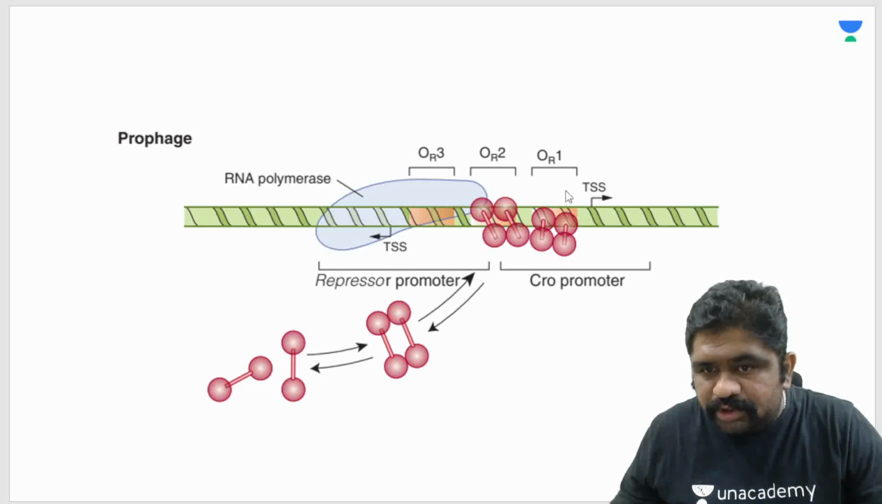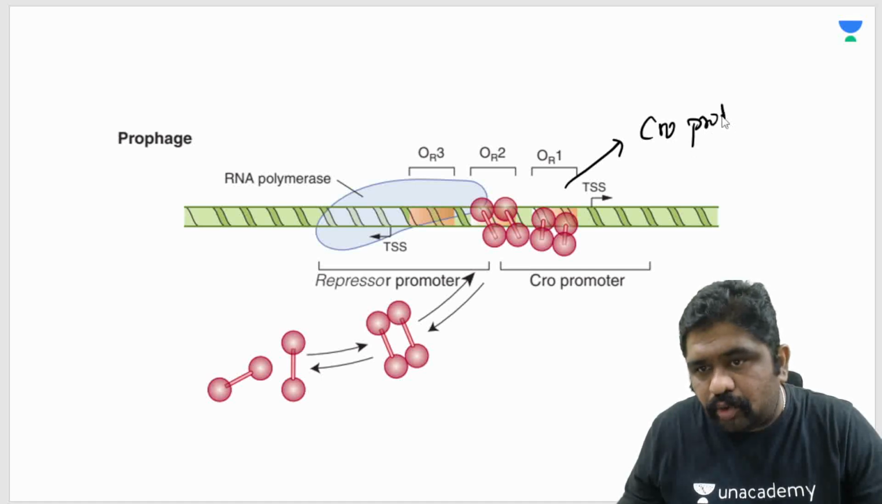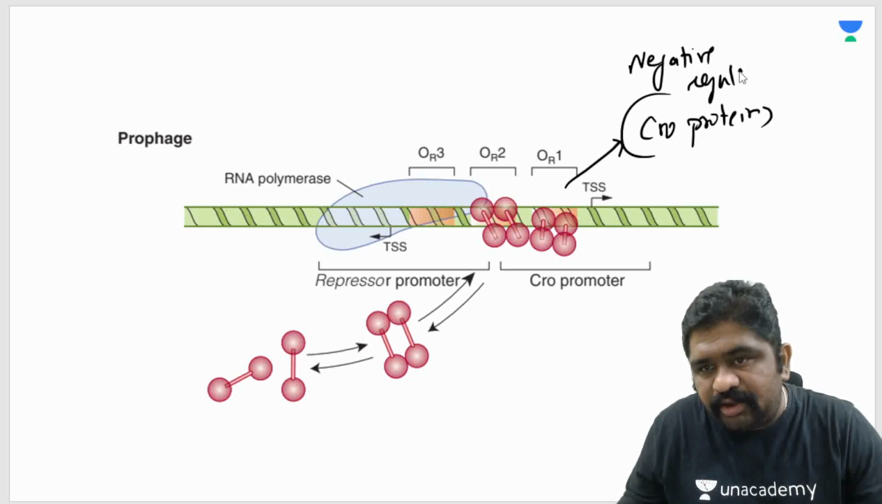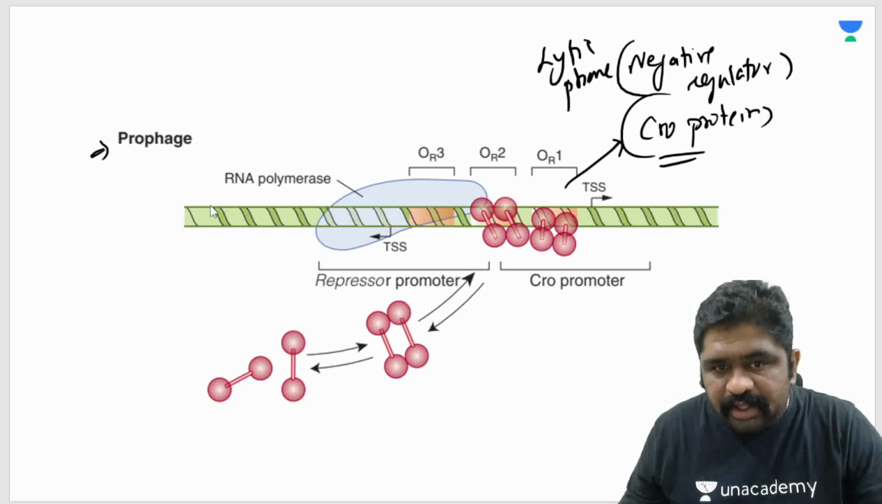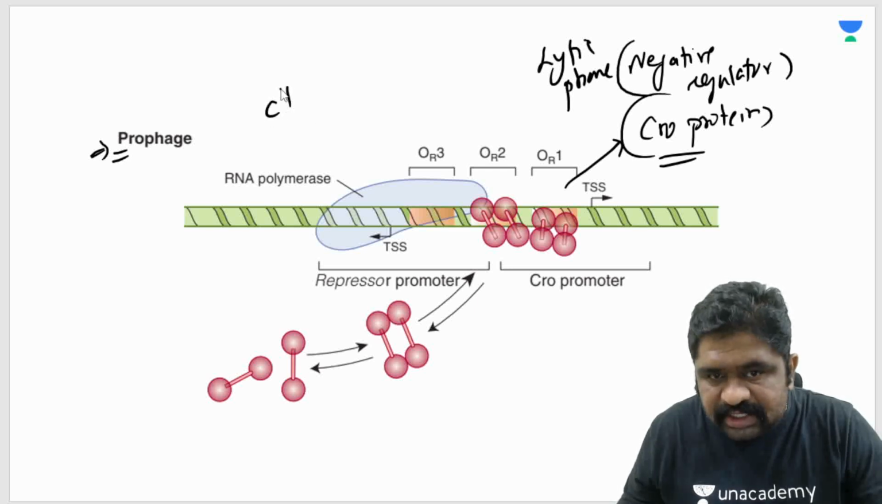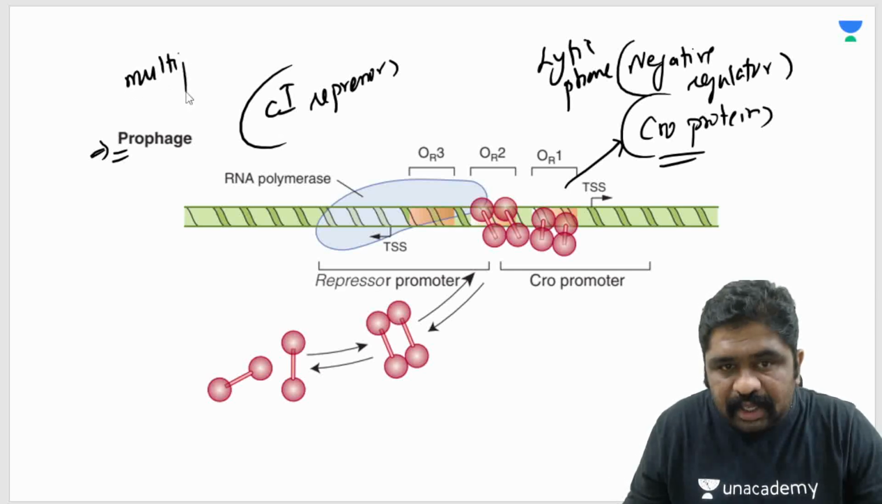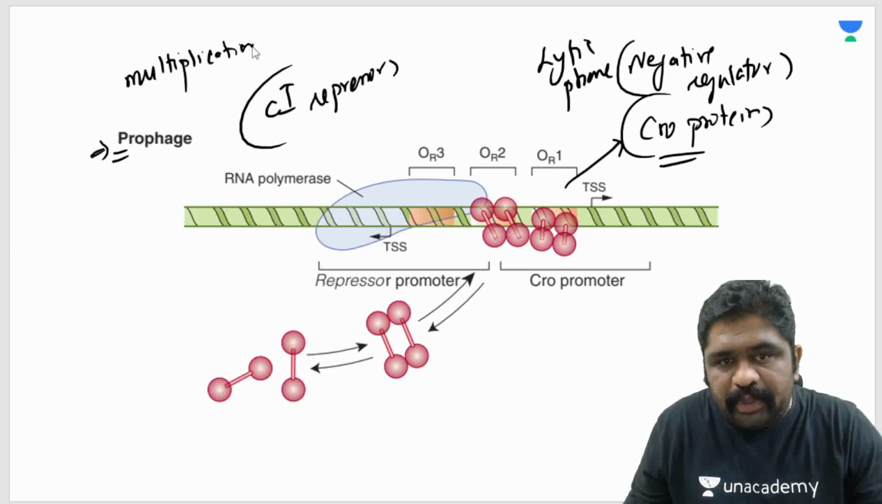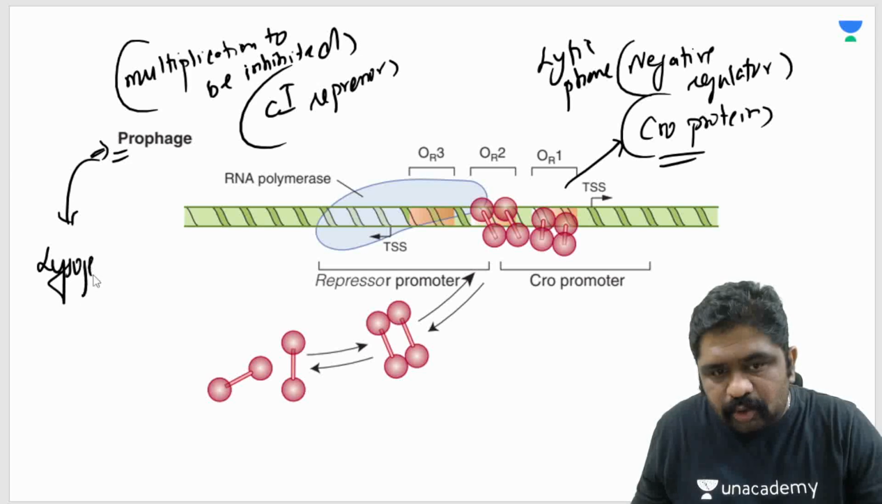if you focus on the gene of the CRO region being transcribed, you will have CRO proteins being synthesized. This CRO will be a negative regulator for prophage continuation. If the CRO protein comes into action, lytic phase will begin. If the prophage action, that is the CI repressor, is brought into the equation, then multiplication is inhibited. What does it mean? Then the prophage continues to be a prophage. It remains at the lysogeny phase.